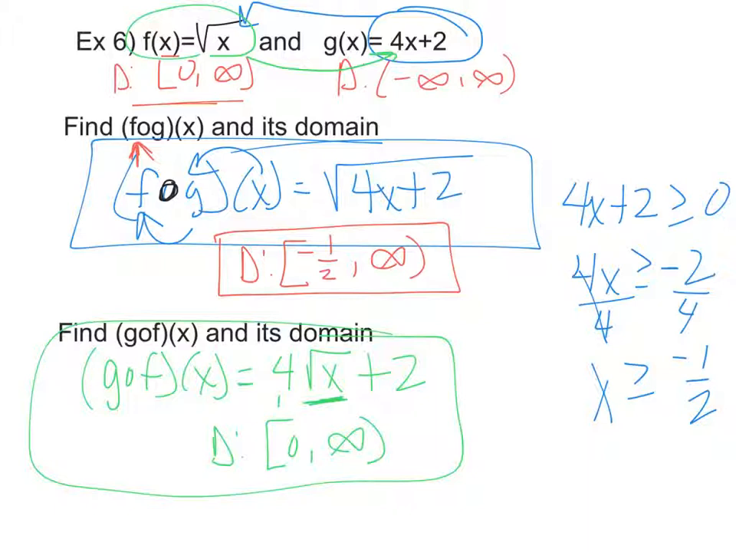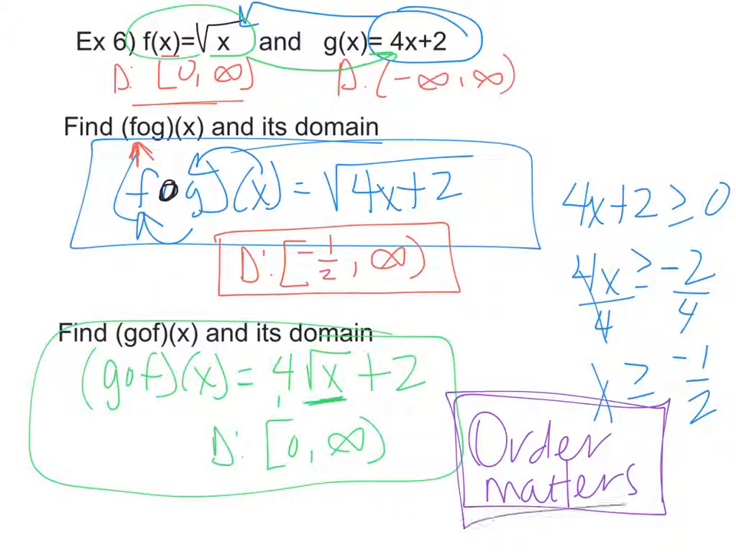So something that I want to definitely point out to you, when you're doing a composition, the order matters. That's a great big deal. So when you're doing a composition, the order certainly matters. Are you doing f of g of x, or are you doing g of f of x? That makes a huge difference. All right? Cool. There's your composition of functions.